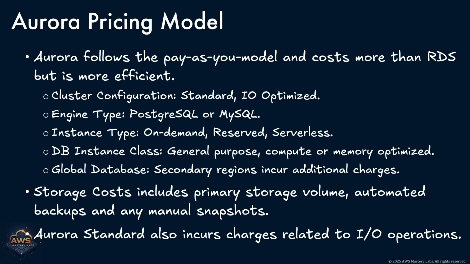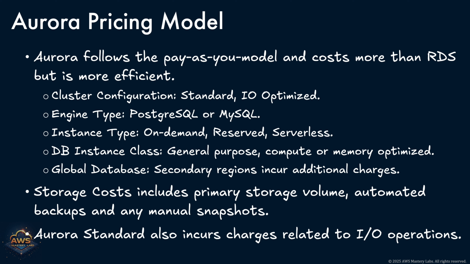Aurora's compute costs are tied to the size of your database instances, measured in virtual CPUs and memory, and are billed per second, with a minimum charge of just 5 minutes. This granular billing model helps reduce costs for short-lived or bursty workloads. Storage is fully elastic. Aurora auto-scales storage from as little as 10 gigabytes all the way up to 128 petabytes, and you pay only for what you use.